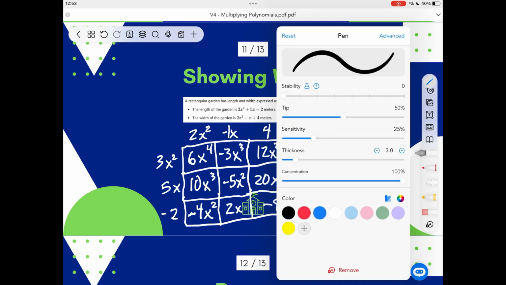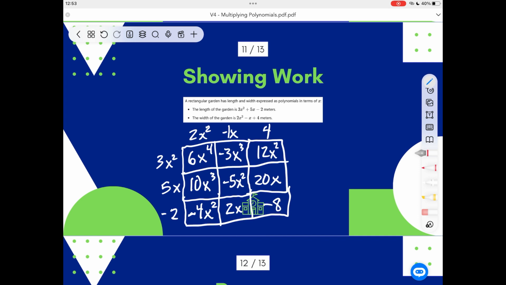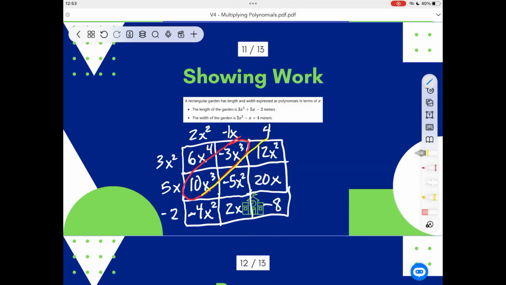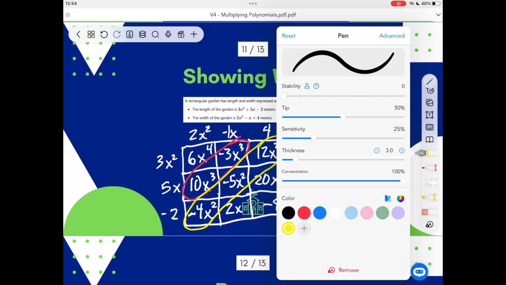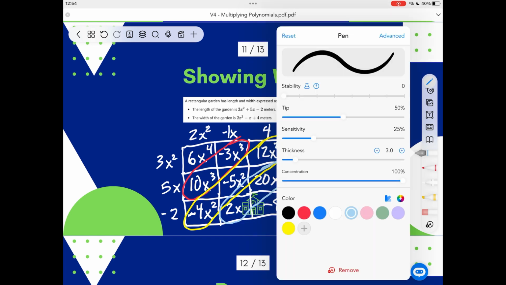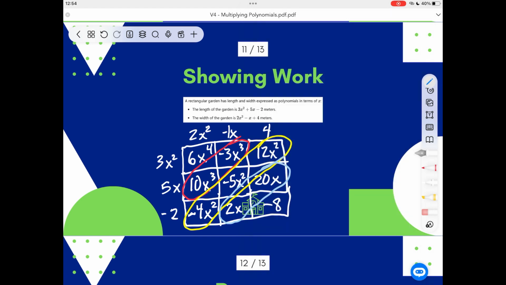So time to write this out as a single expression. I'm going to combine my like terms. I see like terms there because they both have x cubed. I see 3 like terms here on this diagonal because they all have x squared. And I also see x's here and here, 20x and 2x. So I'm going to combine these like terms, starting with my largest exponent, 6x to the power of 4. Then in the red highlighted area, 10 take away 3 leaves positive 7x cubed.